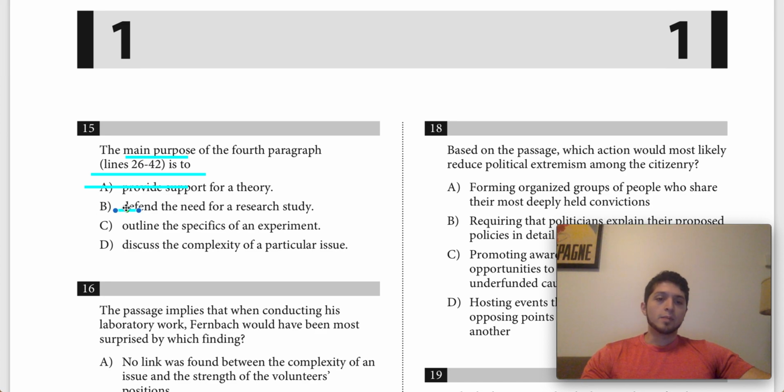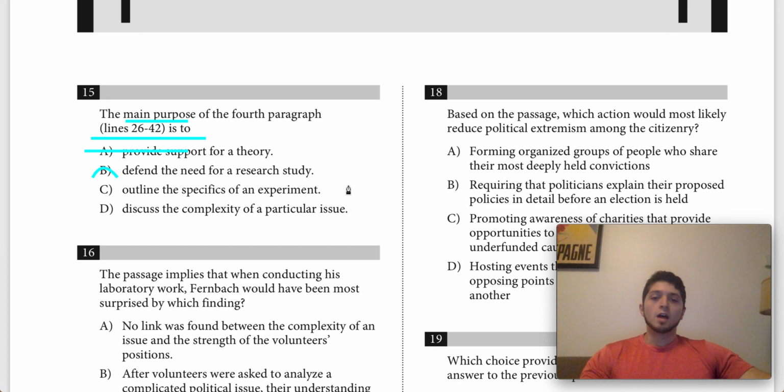C says that the purpose is to outline the specifics of an experiment. I think this is pretty good. This pretty much matches what we said about the fourth paragraph being used to basically understand the methodology of the experiment, so outline the specifics, or to give the methodology of it or the design. I think that's pretty good.